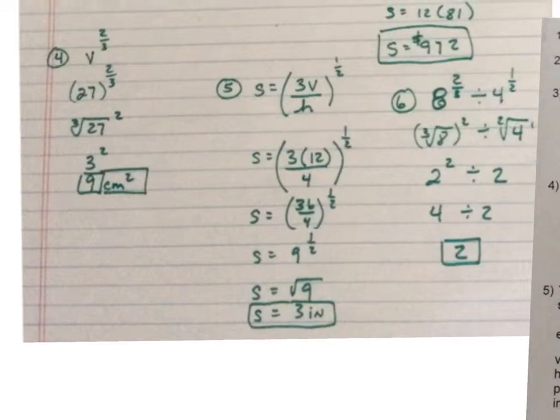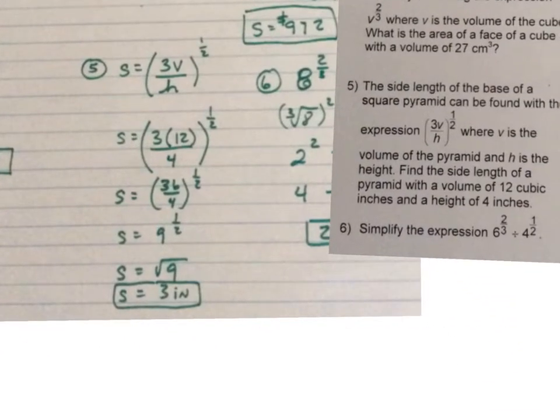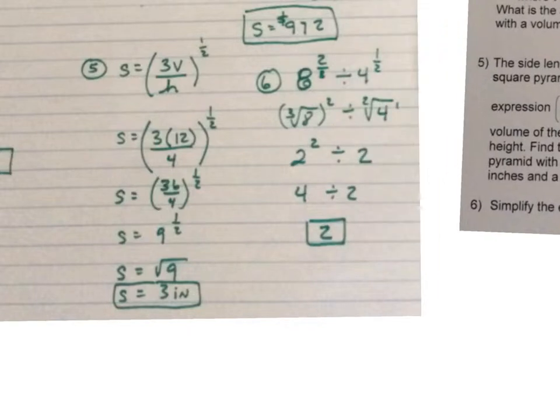All right, so now let me move this over. Number 6. Now if you look at number 6, it simply says simplify the expression 6 to the 2/3 power divided by 4 to the 1/2 power. All right, and that's what I'm going to do here. All right, so I'm going to work on this one first.